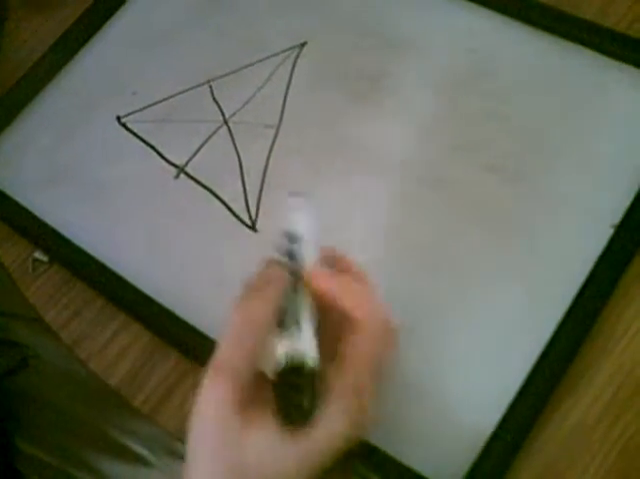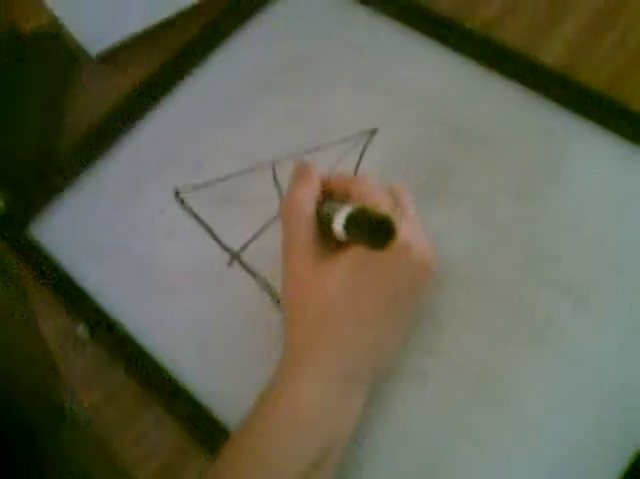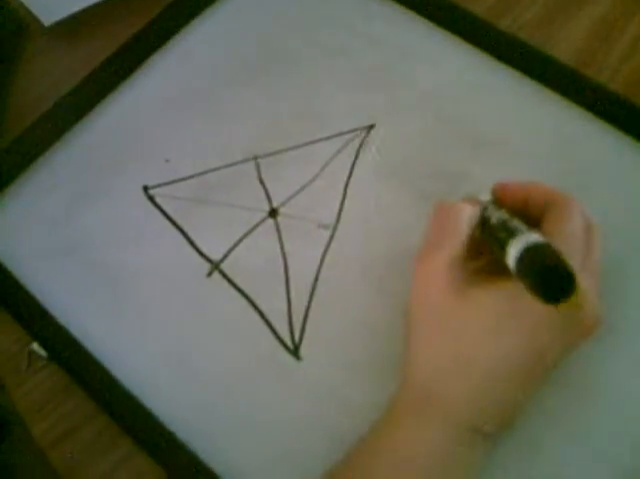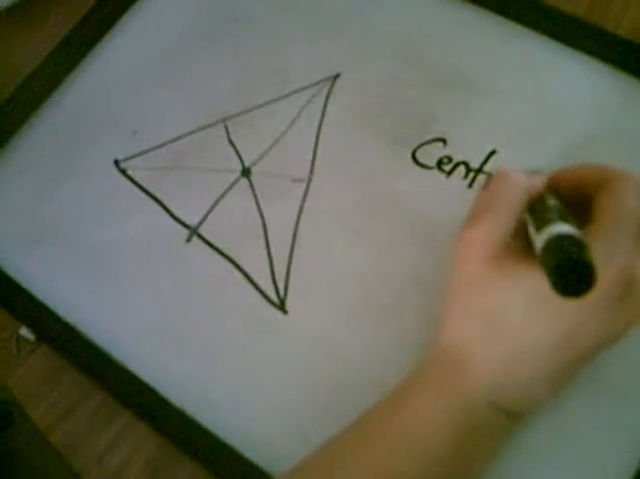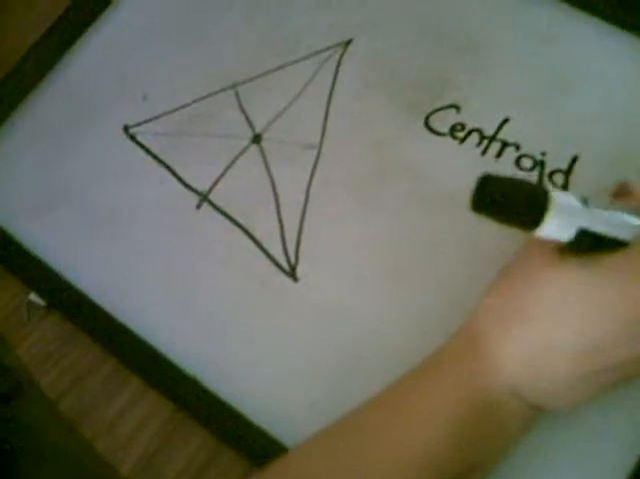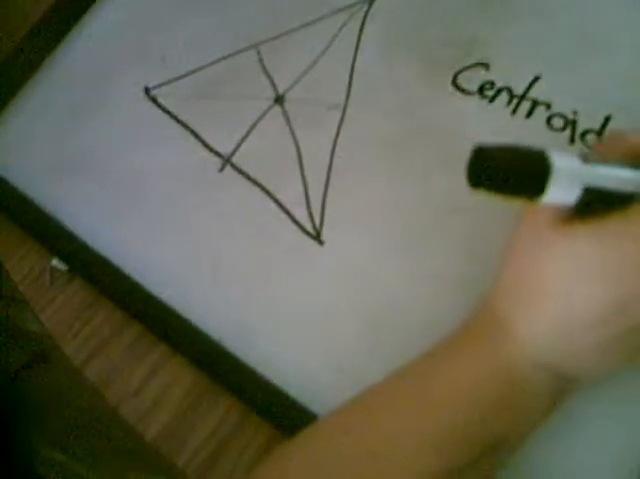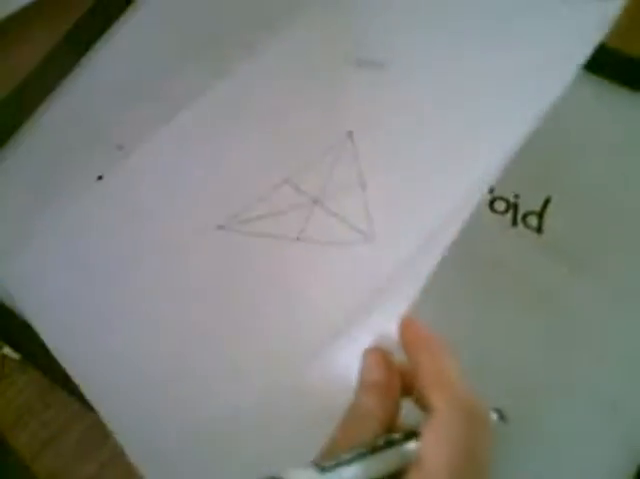Hey, that actually worked. Alright, this point right here, where the three are concurrent, it's called the centroid. Alright, here's a nice pretty picture of it. Yay, it's so pretty. Woo.